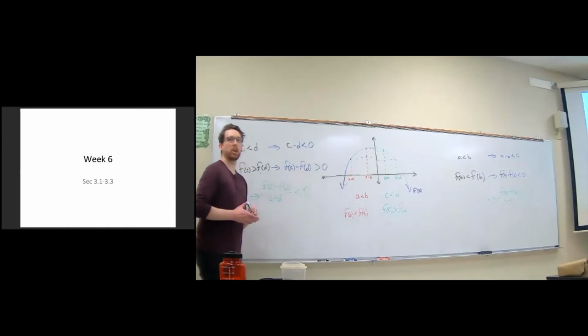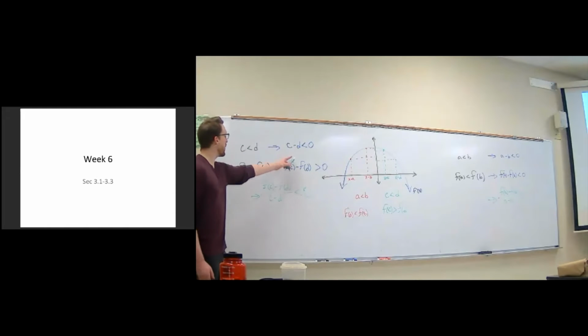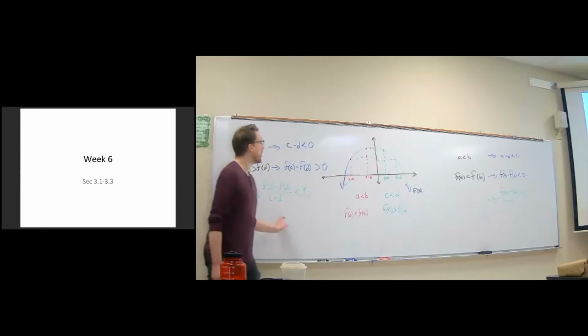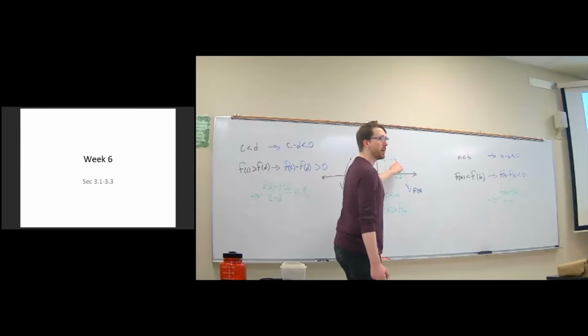Right? Because a positive number divided by a negative number is still negative. So the secant line that goes through these 2 points has to have negative slope. And we see that here, right? Have a negative slope.